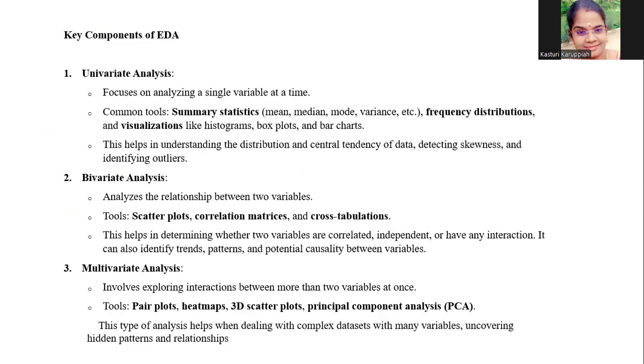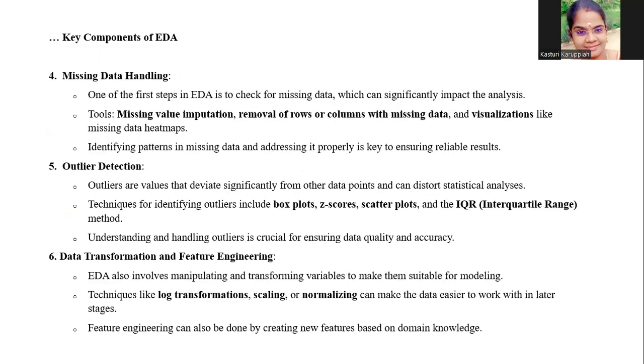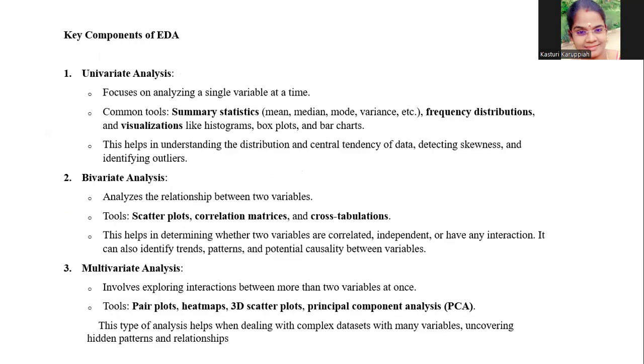Okay. Then we are moving on to the next topic called key components of EDA. What are the components of EDA? Univariate analysis, bivariate analysis, multivariate analysis, missing data handling, outlier detection, data transformation, and feature engineering. These are the key components of EDA. We are going to see them one by one.